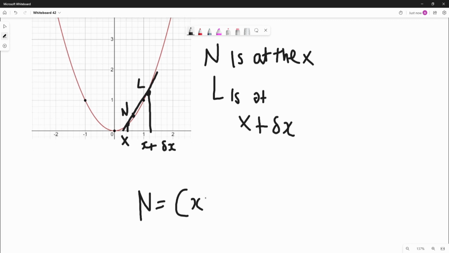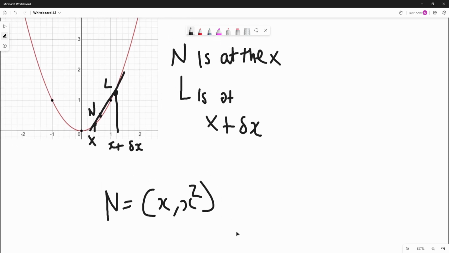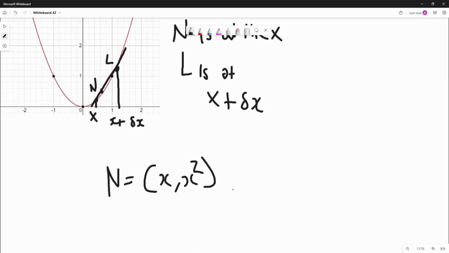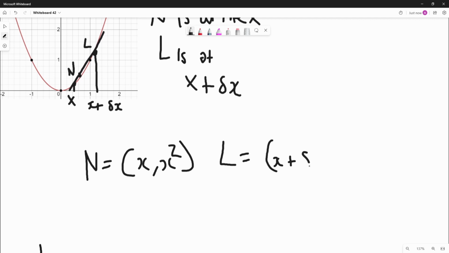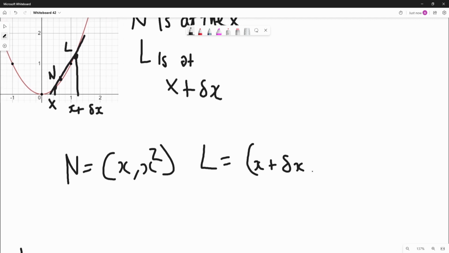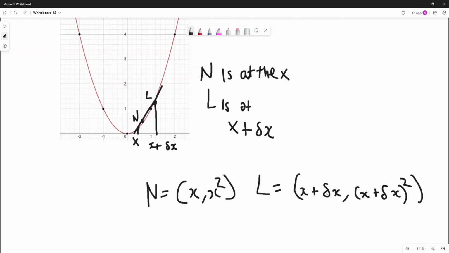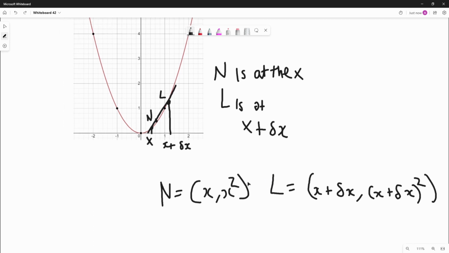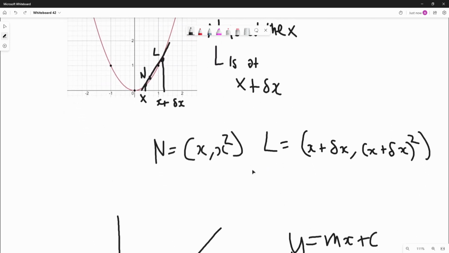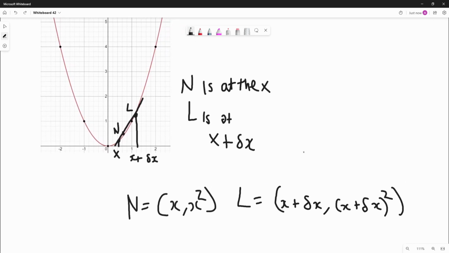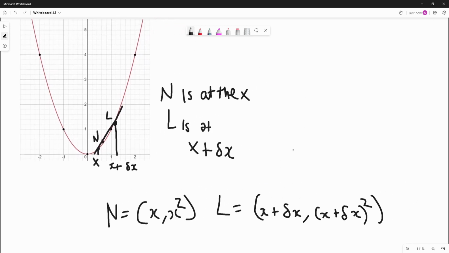We're generalizing it, and if this is x, then the y coordinate is x squared, because we have y equals x squared. Then L is going to be x plus delta x, and x plus delta x squared. So now that you've got the 2 coordinates, you're going to find the gradient. The gradient is the change in y over the change in x.